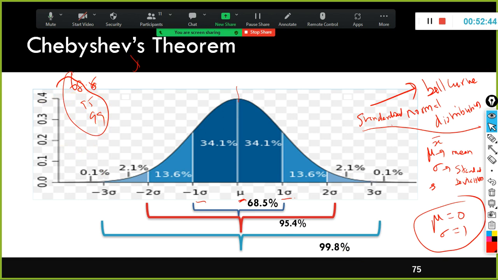Okay, so Chebyshev's theorem says 68% of the data set values, or observations, lie between plus 1 sigma and minus 1 sigma. 95% of the data set lies between plus 2 sigma and minus 2 sigma. Fine. So what is the business application? When will I use this in reality?